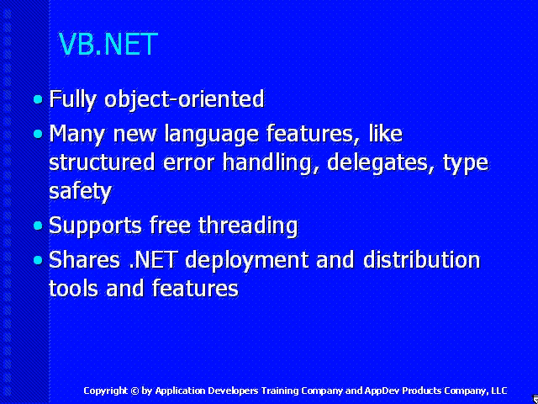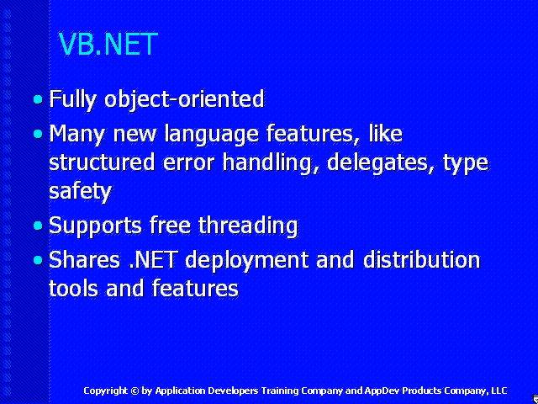Visual Basic takes advantage of these object-oriented features, as we've mentioned, as do all of the languages within Visual Studio. But there are some other new language features that come with VB.NET, like structured error handling, delegates, full-type safety, free threading support, also using the deployment and distribution tools and features. These are things that come with VB.NET now.